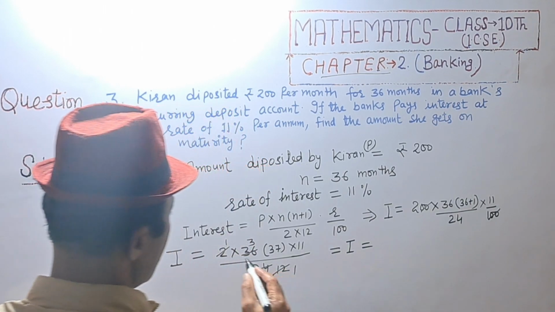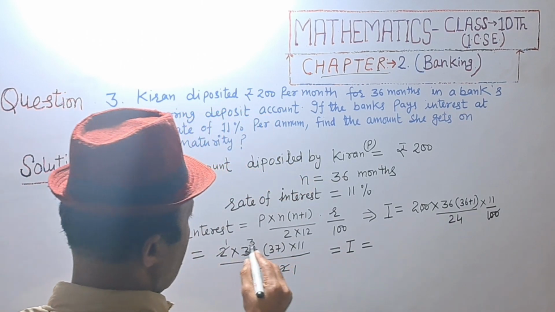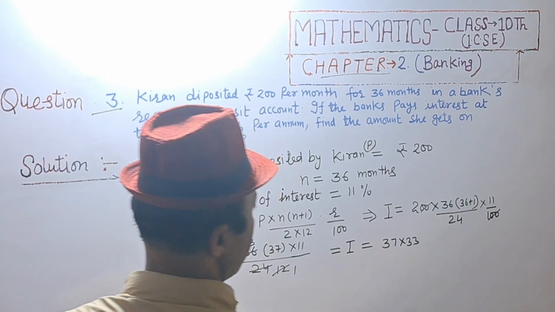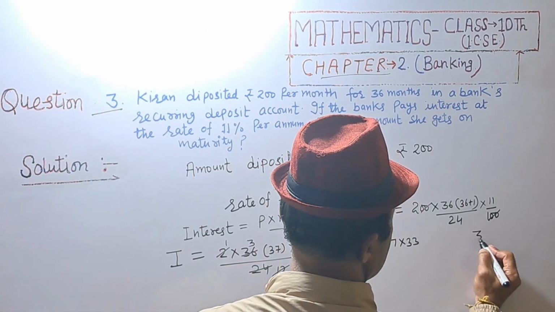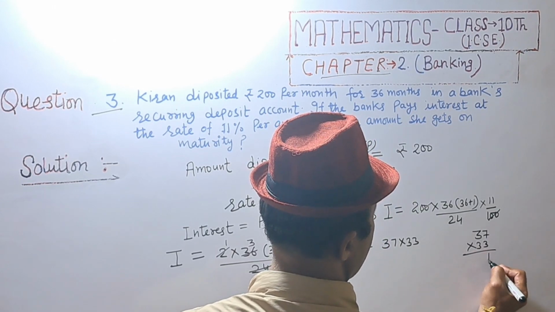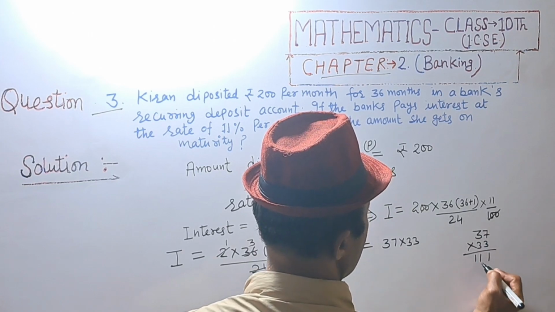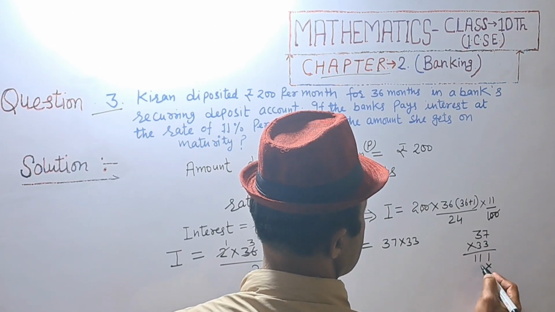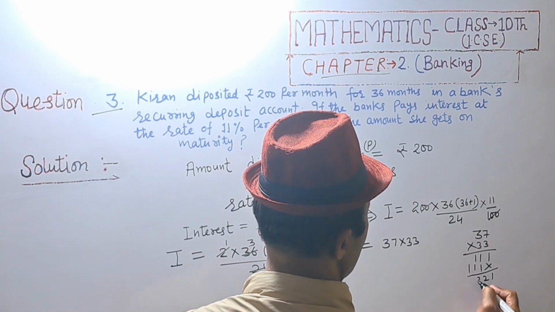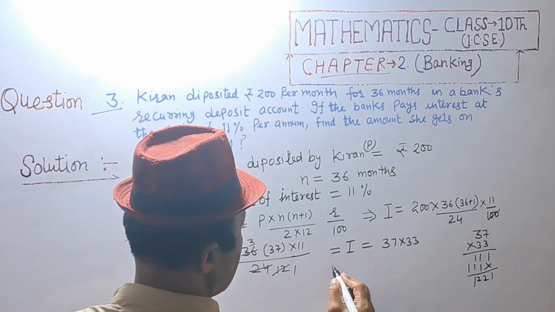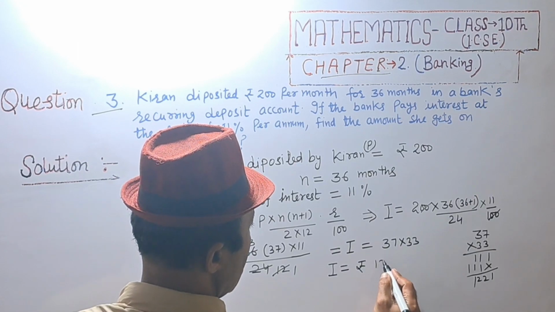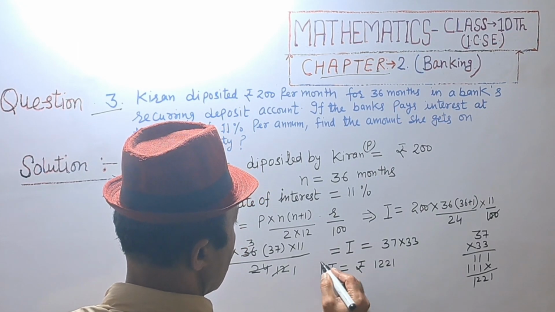Interest is equal to 11 3s are 33, 37 into 33. 37 multiplied by 33, 7 3s are 21, 3 3s are 9, 2 11. Same 1 1 1 1 2 2 1. And interest is equal to rupees 1221.